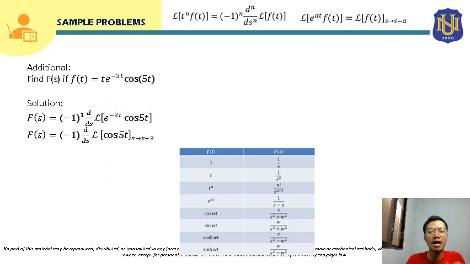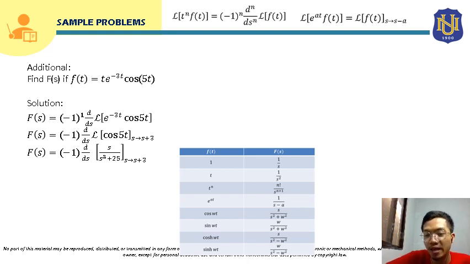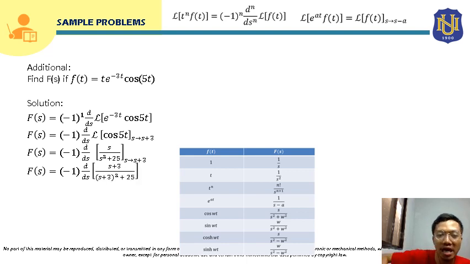So applying the first shifting theorem for that, we just solve for the Laplace transform of f of t for this, which is cosine 5t, and then replace s by s minus a, wherein s minus a here is s plus 3. So from here, let's just solve first for the Laplace transform of cosine 5t. The Laplace transform of cosine 5t is s over s squared plus 25. So we replace s by s plus 3. So that will become s plus 3 over s plus 3 squared plus 25.